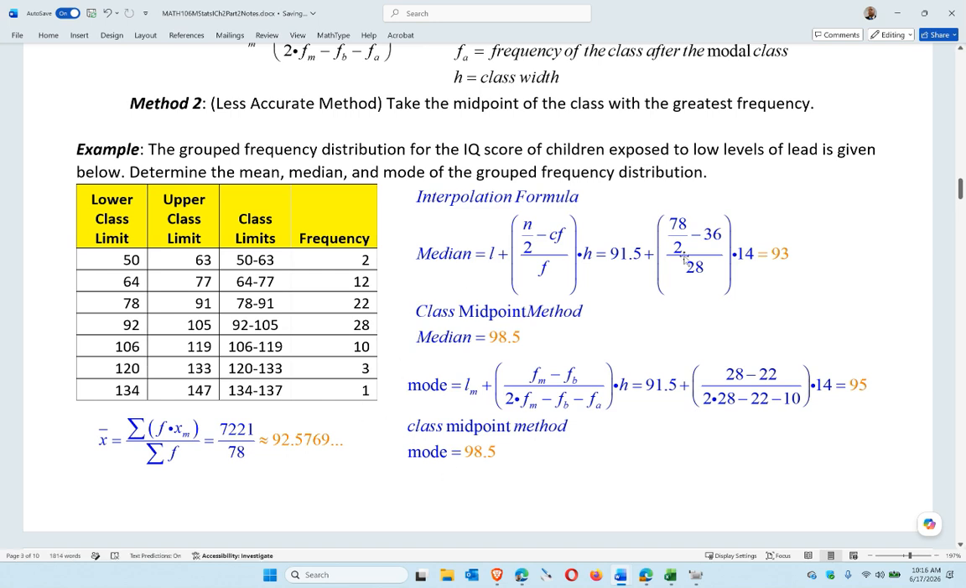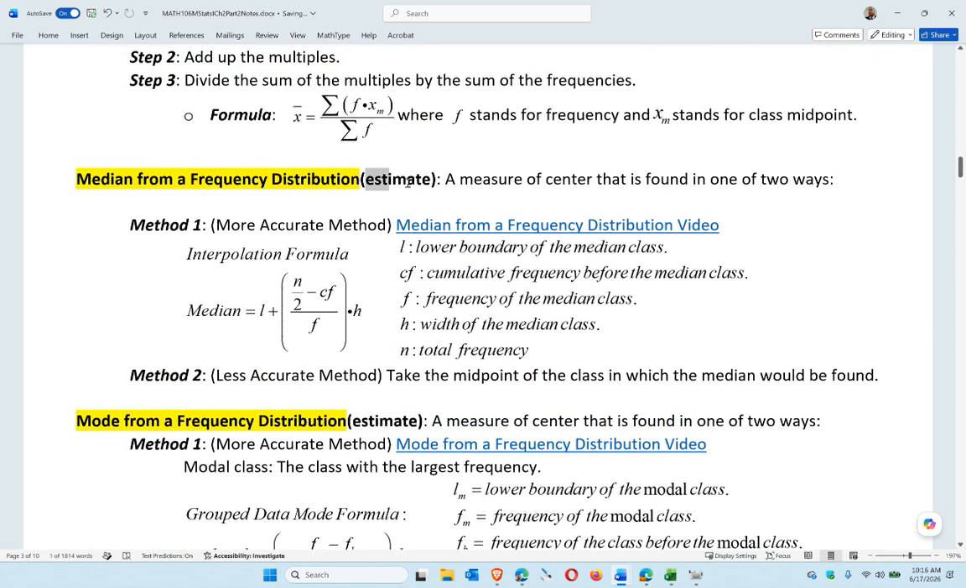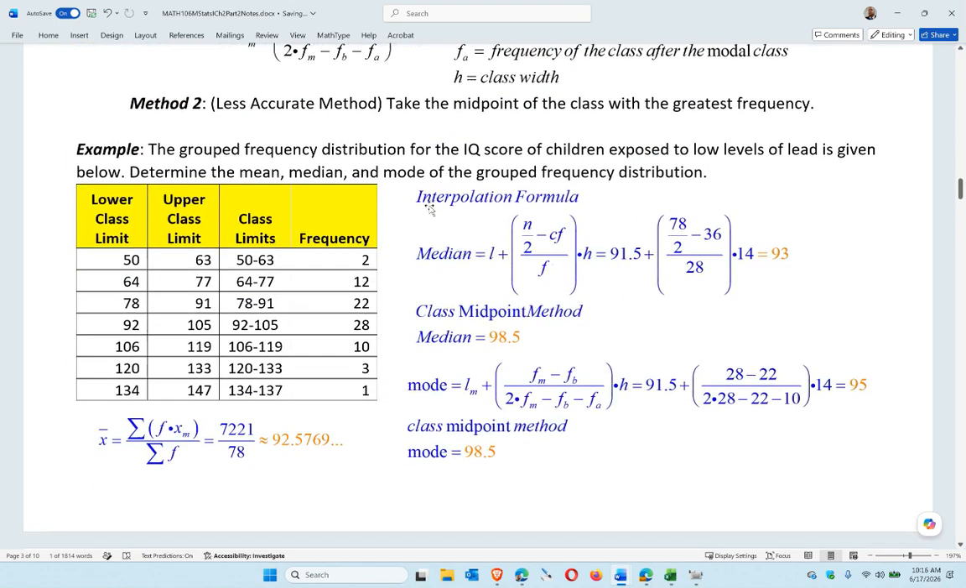And again, these are all estimates, because you use these if you don't have the original data, or if I just ask you to as part of a question.